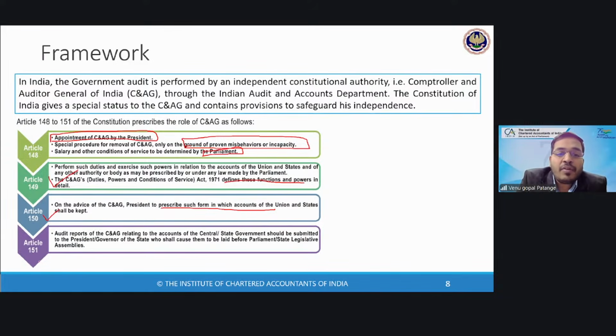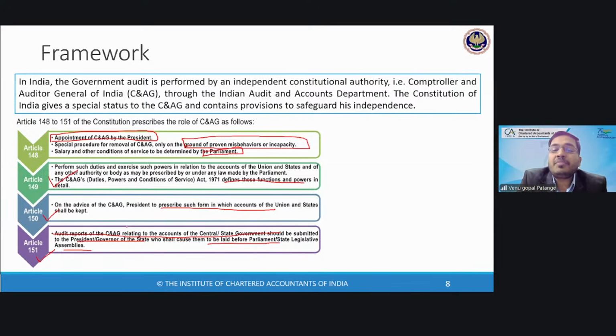And Article 151 talks about audit reports of C&AG relating to the accounts of central government and state government. They should be submitted to the President or Governor of the state, who shall cause them to be laid before Parliament and state assemblies. So if it is state government, it will go to the Governor and then to the state assembly. If it is central government, it will go to the President and then to Parliament. So these are the constitutional powers which C&AG got.